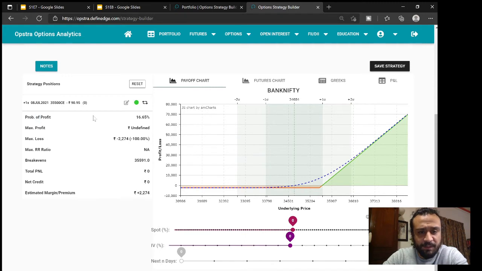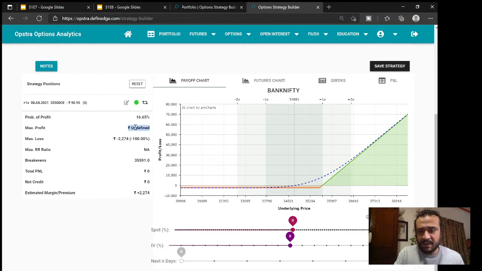The probability of profit for this trade is 16.65%. Again, see, this is not a guarantee, right? Probability is something that you have to take with a pinch of salt because it's computed based on historical volatilities, right?